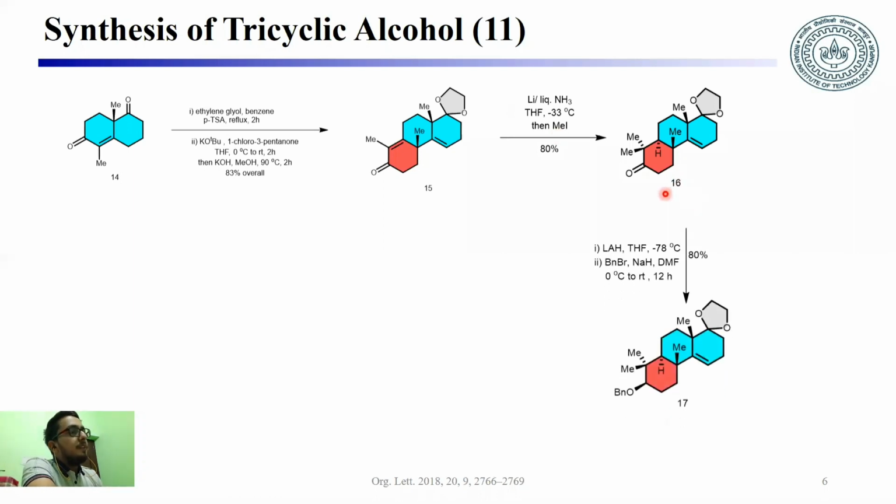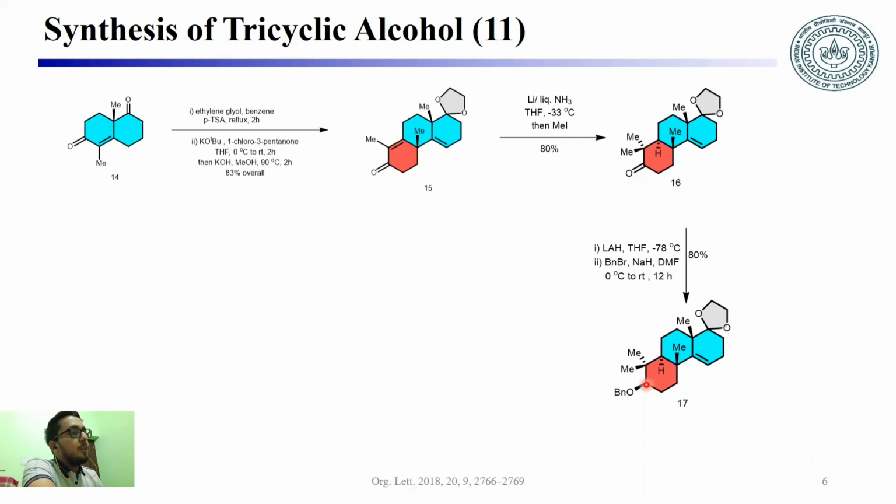Now we have to reduce this ketone group into a hydroxy group, and then protect that hydroxy using benzyl bromide. So we use lithium aluminium hydride to reduce this ketone into a hydroxy group, and then in the presence of sodium hydride base, we protect that hydroxy using benzyl bromide.